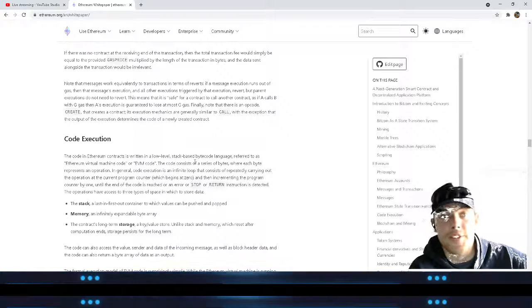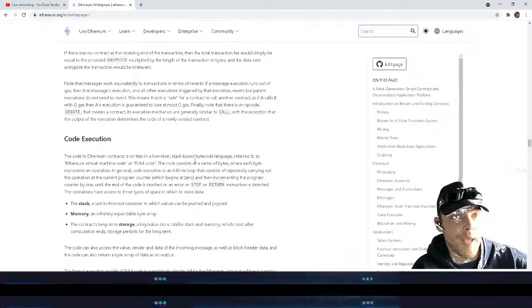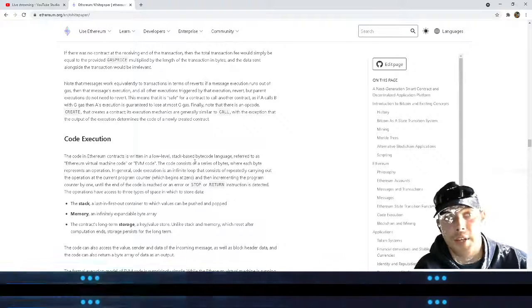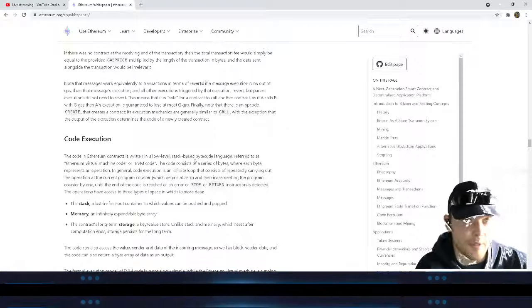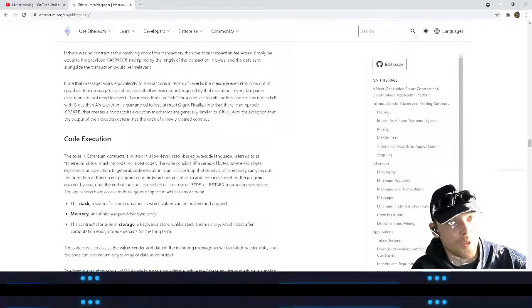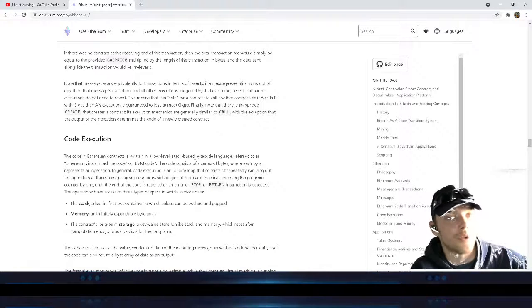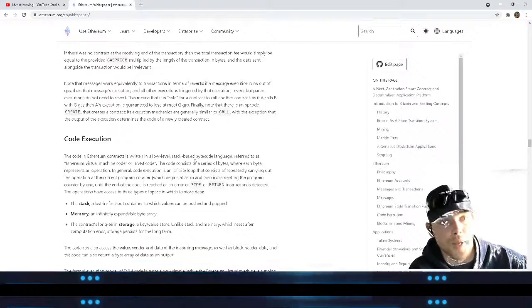This means that it is safe for a contract to call another contract, as if A calls B with G gas, then A's execution is guaranteed to lose at most G gas. Finally, note that there is an OP code, create, that creates a contract. Its execution mechanics are generally similar to call, with the exception that the output of the execution determines the code of a newly created contract.